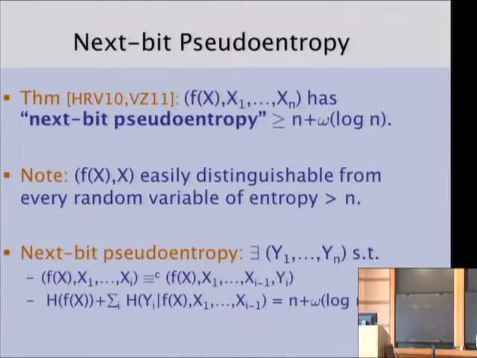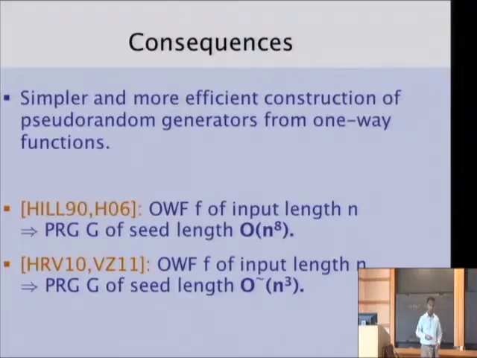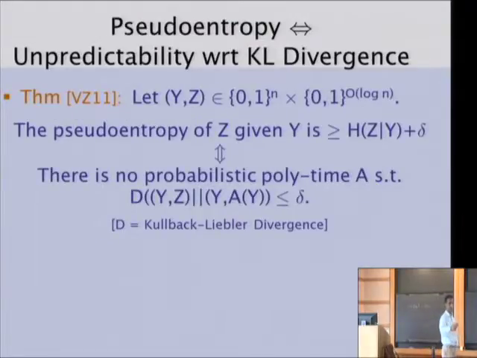And so if we really understand conditional pseudoentropy, we should be able to analyze the next bit pseudoentropy by just analyzing the conditional pseudoentropy of the successive bits, which is in fact what we do. Okay, and we give an exact characterization of this in terms of how hard it is to predict z from y, but in a particular sense.